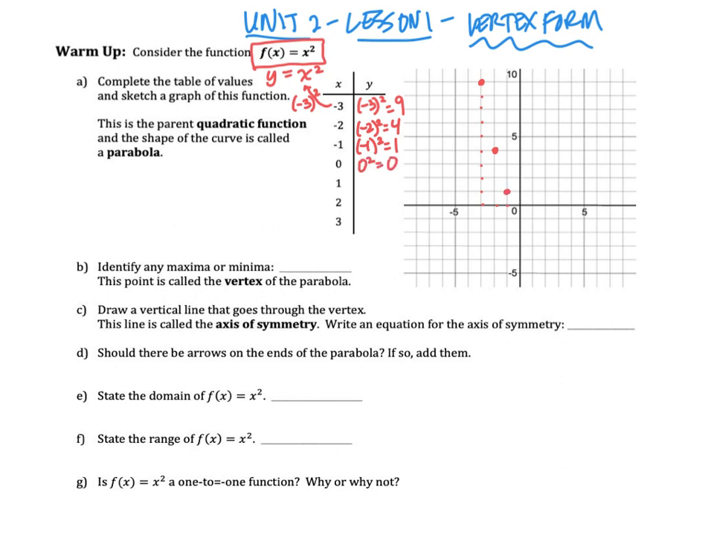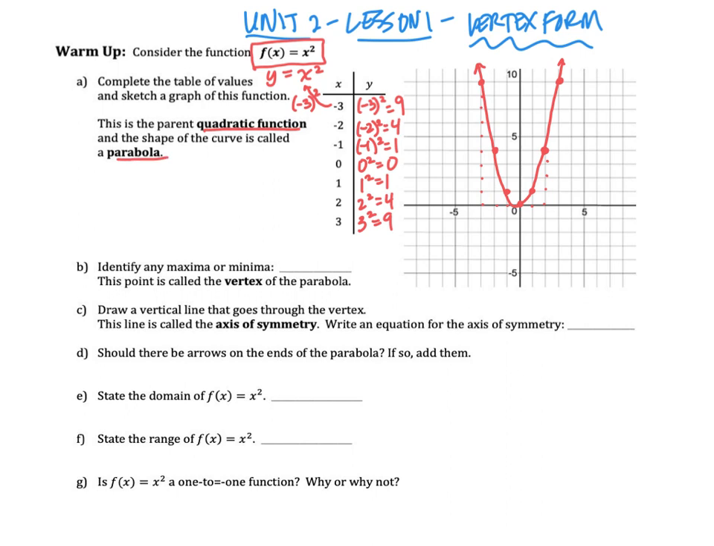0 squared is 0. 1 squared is 1. 2 squared is 4. So we go to the right 2, up 4. And 3 squared is 9. So I go to the right 3, up 9. So those are the points from the table. So if I connect those points, I would get a parabola. So we call this a quadratic function, and the shape of the curve is called a parabola.